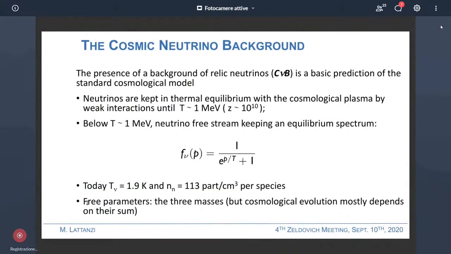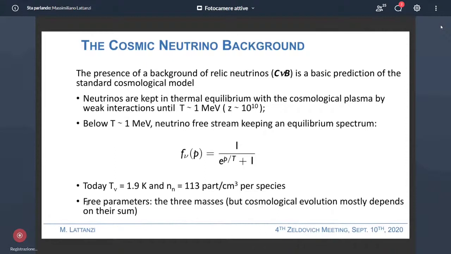Now, the point of the talk is that we can use the cosmic neutrino background, we can use cosmology to constrain the properties of neutrinos, and the reason is that we have a background of relic neutrinos from the Big Bang. This is a prediction of the standard cosmological model, and it actually relies on very few assumptions. That means the standard model of particle physics, so the fact that neutrinos interact through weak interactions, and general relativity applied to a homogeneous and isotropic universe.